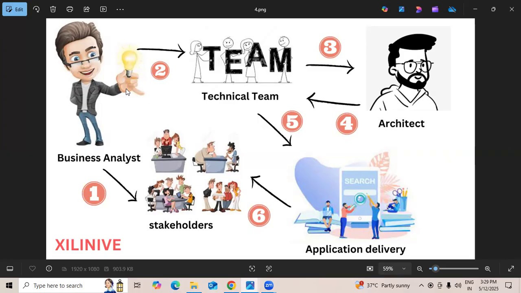You are a business analyst. What is that something you do? A business analyst will act as a liaison between the business and technical community. Business community means the customer. Technical community means the IT team, the development team or some other teams. So there must be someone, an individual or a group of people, who should bridge the gap between these two.